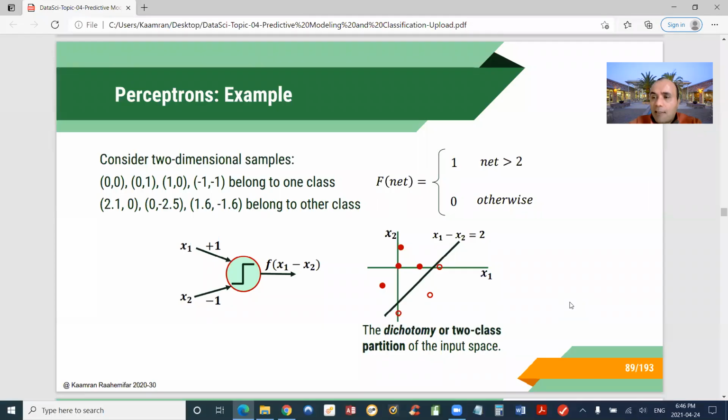This example is for the sake of clarification. It is not really what is happening in this field, but the example does the job. So let's take a look at this classification problem. We have (0, 0), the coordinates of a point, (0, 1), (1, 0), (-1, -1), and they belong to one class. (2.1, 0), (0, -2.5), (1.6, -1.6), they belong to the other class.